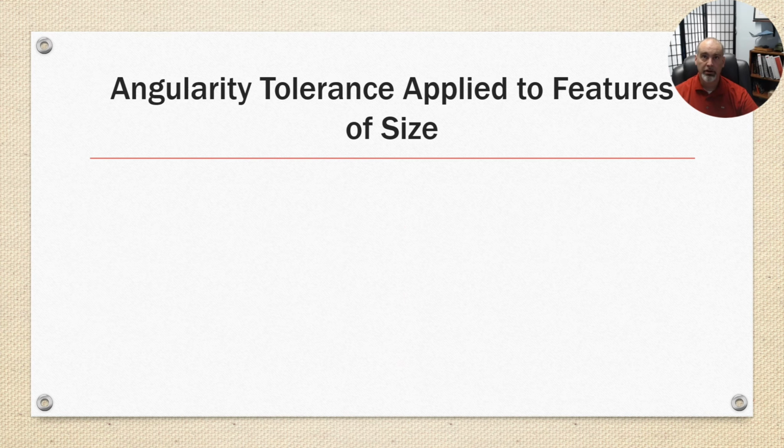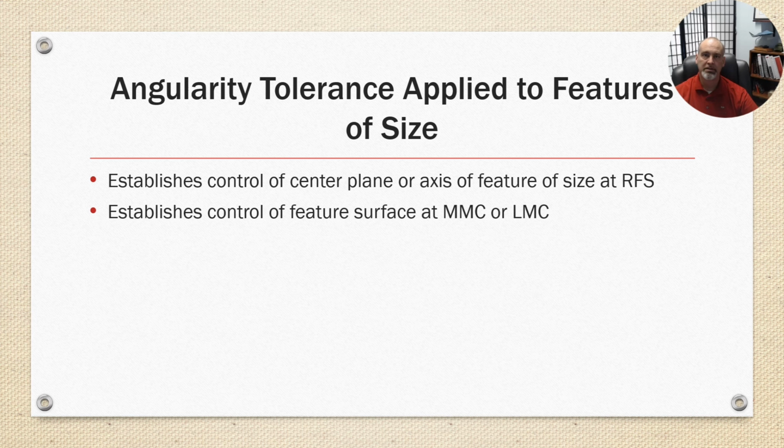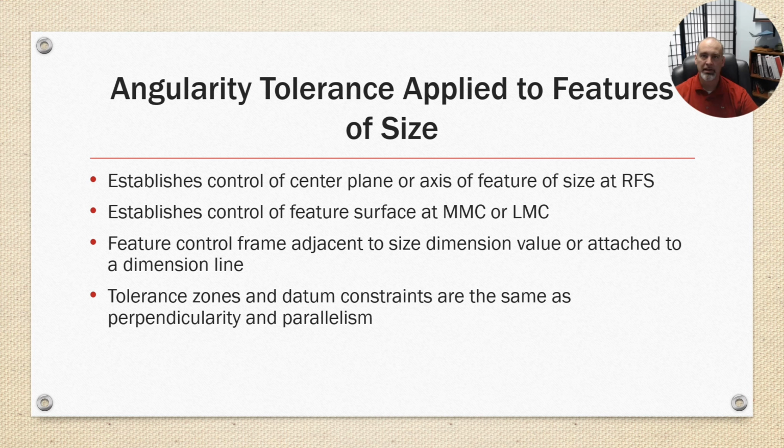Angularity tolerance applied to a feature of size establishes the control of the center plane or axis of the feature of size regardless of feature size. It establishes the control of a feature surface at MMC or LMC, and the feature control frame is adjacent to the size dimension value or attached to a dimension line. Tolerance zones and datum constraints are the same as perpendicularity and parallelism, and any basic angle can include 0 or 90 degrees.